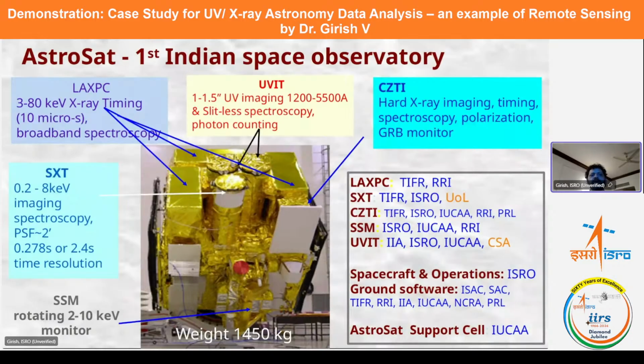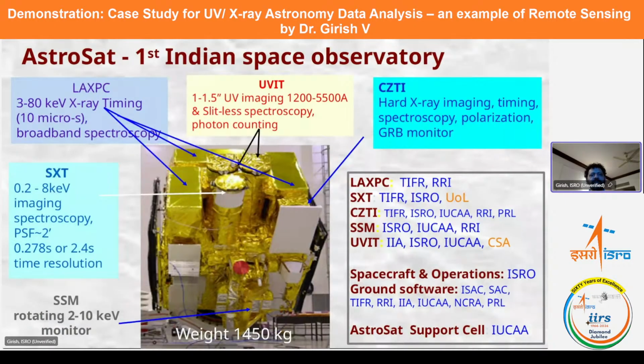It has the Ultraviolet Imaging Telescope, which is a UV telescope. It is a twin telescope, with 2 telescopes of 40 centimeter apertures each, and it covers a wavelength of 1200 to 5500 angstroms. It has a very good spatial resolution of around 1.5 arc second. In addition to imaging, it can also do slitless spectroscopy in the photon counting mode. UVIT was made at the Indian Institute of Astrophysics, Bangalore, in collaboration with IUCAA, Pune.